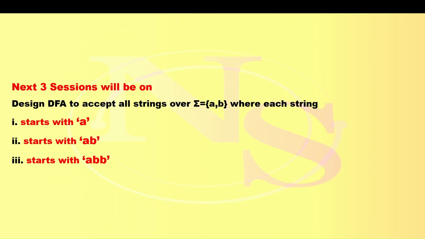In the next few sessions, we'll be learning how to design a DFA to accept all the strings where each string starts with A. The next examples will be strings starting with AB and ABB. So let's meet in the next few sessions.